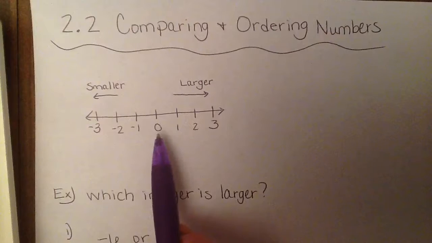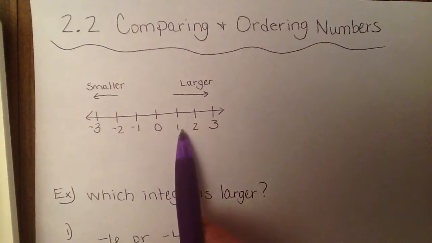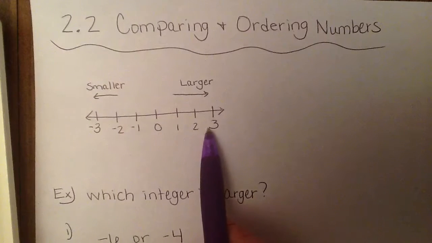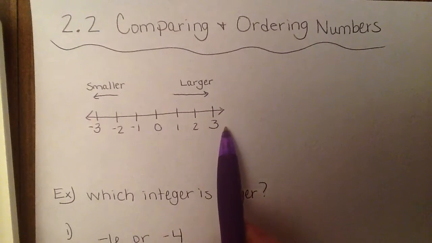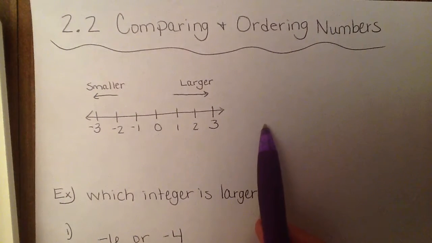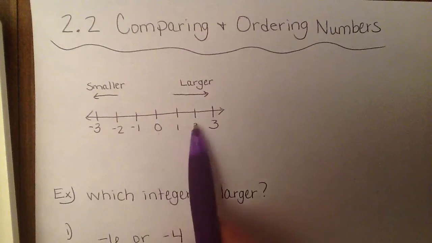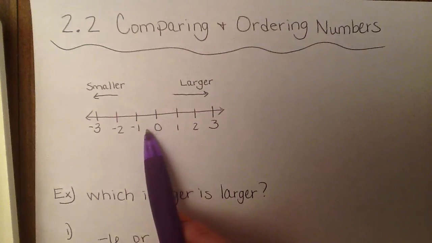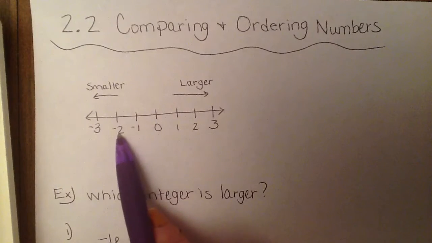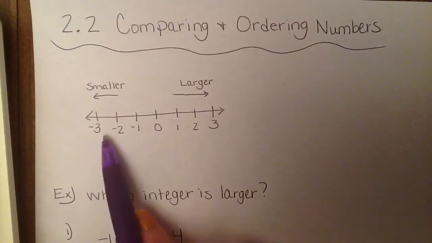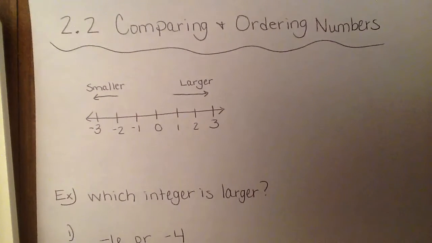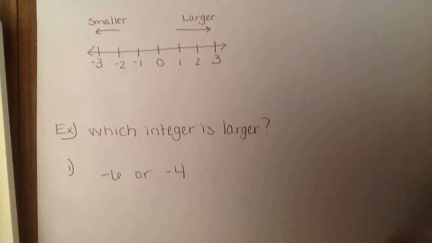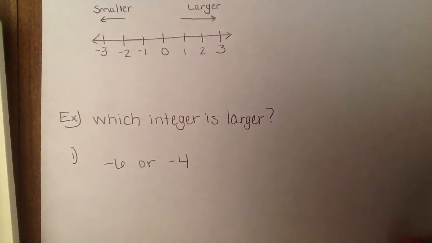Let's review our number line. We discussed yesterday as we move to the right on the number line, our numbers get larger. We could keep going if needed. As we move to the left, our numbers continuously get smaller. So we're going to use that number line to help us determine which integer is larger.